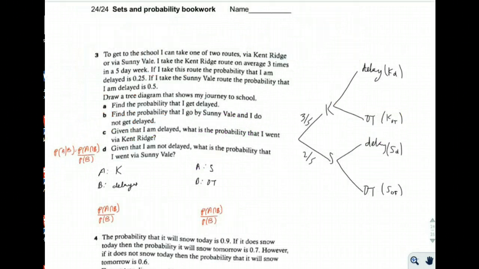Okay, now page 24, problem 3. To get to school, I can take one of two routes, Kent Ridge or Sunnyvale. So I mark in the first decision I have either Kent or Sunnyvale, and I take the Kent Ridge route on average 3 times in a 5-day week, so the probability that I take Kent Ridge is 3 out of 5, and the probability that I take Sunnyvale is 2 out of 5. If I take Kent Ridge, the probability that I'm delayed is 0.25. So that means the probability that I'm on time is 0.75. If I take Sunnyvale, the probability that I'm delayed is 0.5.